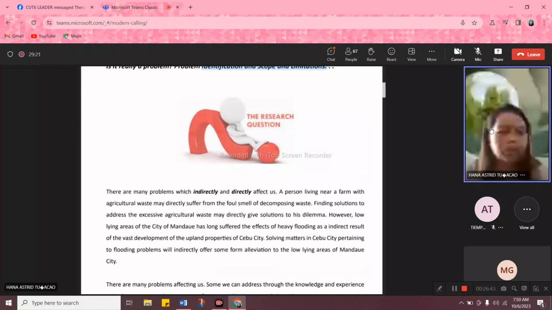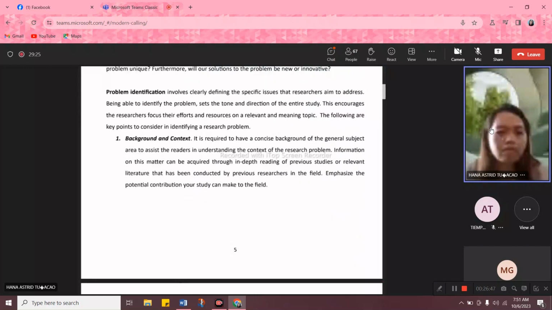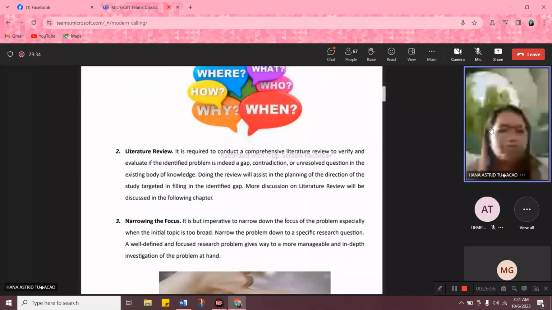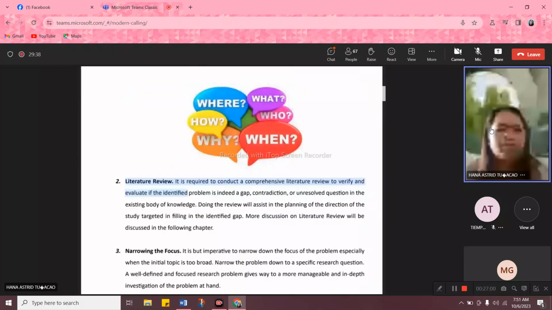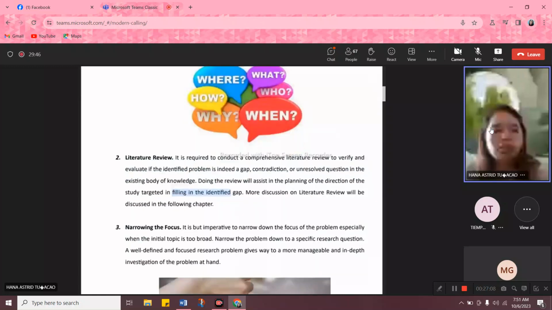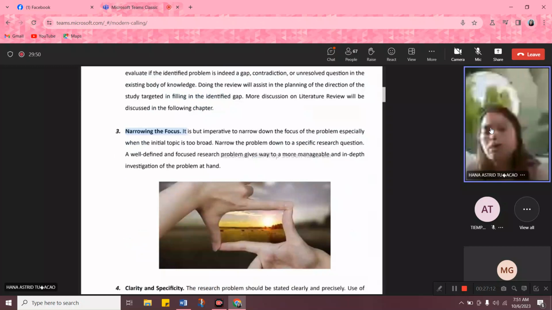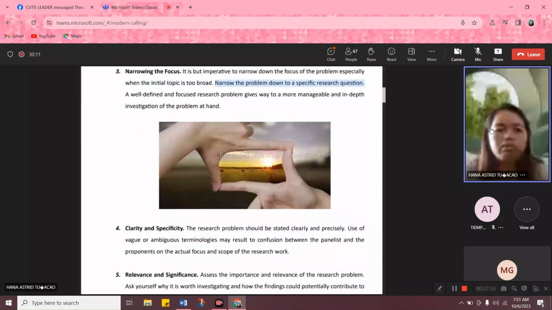Okay. So we already discussed this problem identification, no? With the problem, with the background and context, no? Literature review. And when we have enough documents that we have read and identified really the target gap we wish to address, then we narrow down the focus, no? Sa kadaghan na sa atong mabasa, maka-sure na tao unsa gyoy porma sa problem. Okay? Especially when your initial topic is too broad. So you narrow the problem down to a specific research question. A well-defined, focused research problem gives way to a more manageable, very important, and in-depth investigation of the problem.